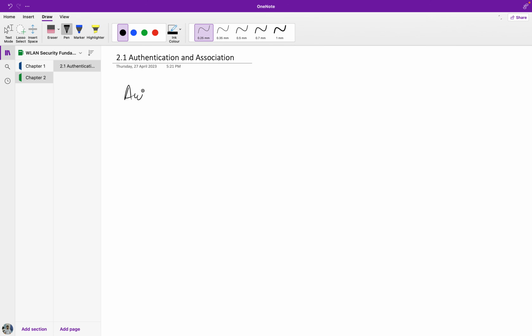Authentication and association. I'm sure all of you know what authentication is, right? But I am here to tell you that you don't.